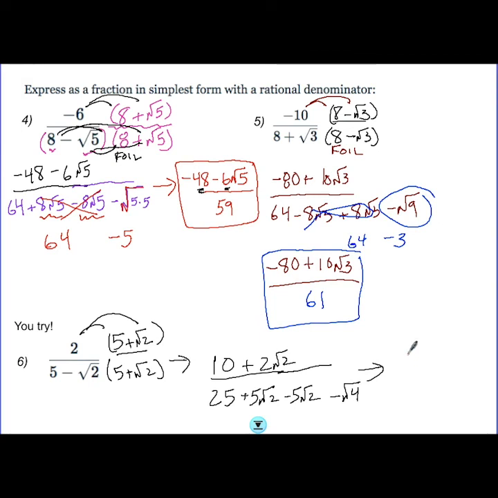I like new colors. 10 plus 2 root 2 all over. These guys cross out. This is minus 2. 25 minus 2 is 23. Now, I know the fact 23 is prime, so that's why I'm not going to try to factor and cross out. There you go. Good luck.